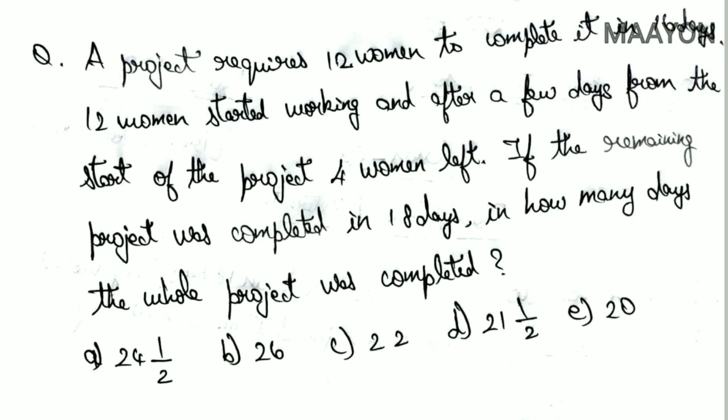Let's understand the question. Here in the first case, 12 women are working for 16 days. In the second case, 12 women are working in the beginning and after that 4 women left, that is the remaining 8 women are working for the last 18 days, and we have to find the total number of days taken to complete the project in the second case. Now let's see the traditional method.